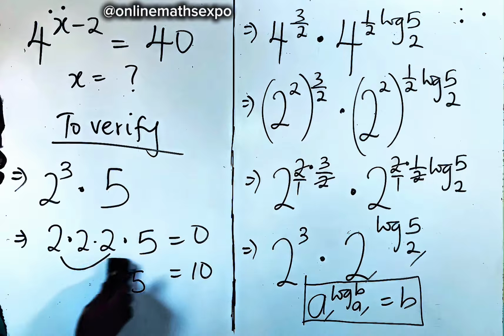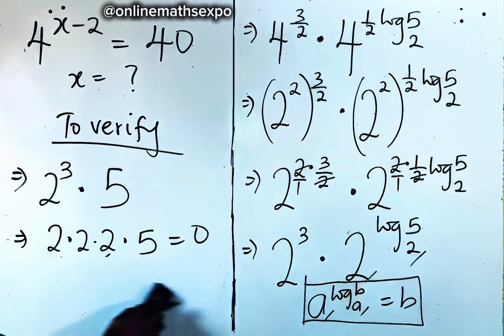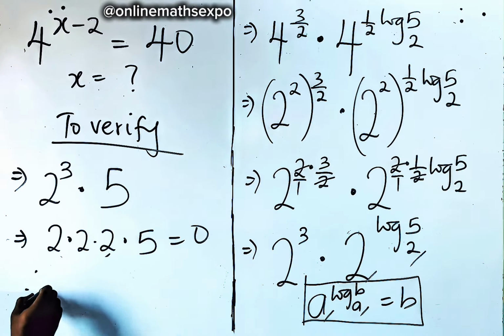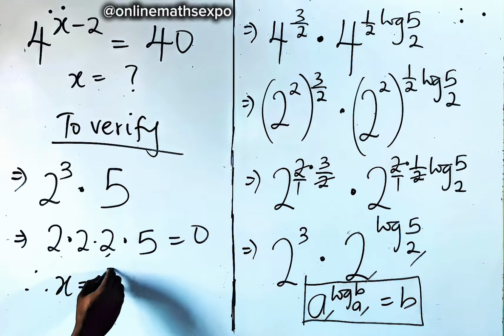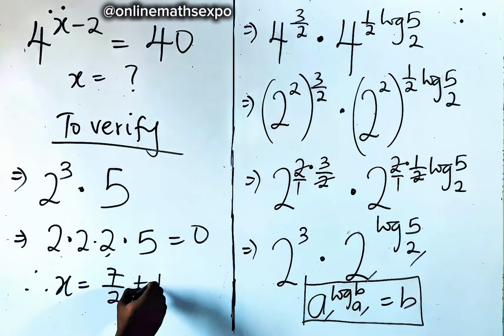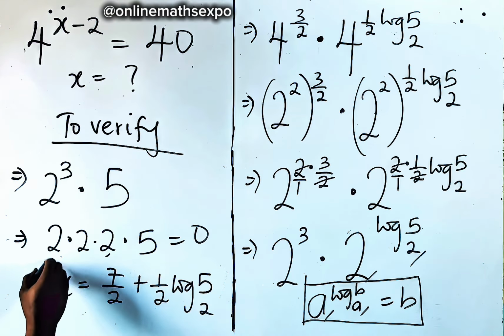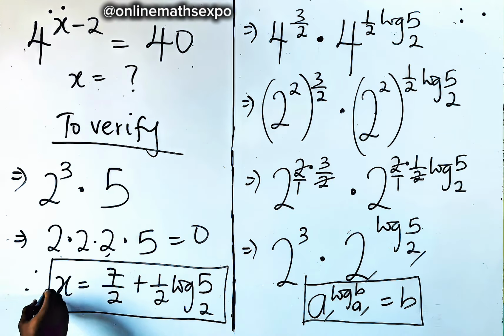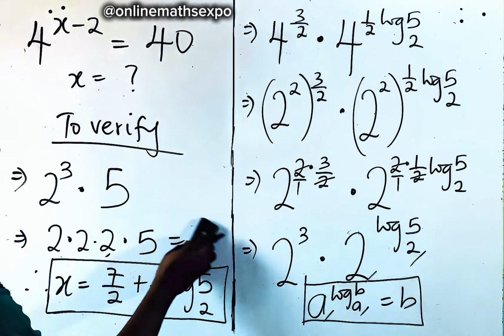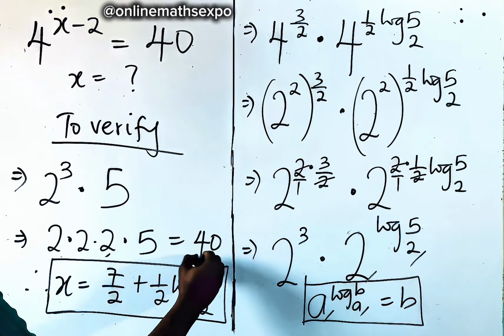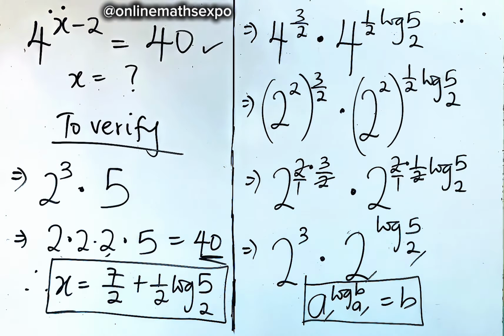And in conclusion, it means that the value of x we got, so our x we got as 7 on 2 plus 1/2 log 5 base 2 is absolutely correct. Sorry, what we have here is 40, and that is what we have at the right side of the equation. So it means that this is absolutely correct.